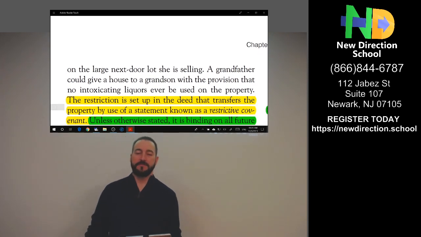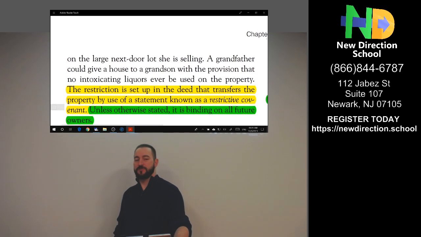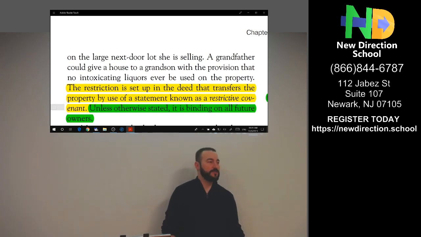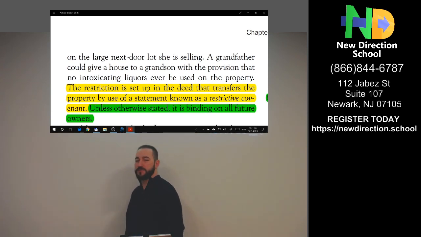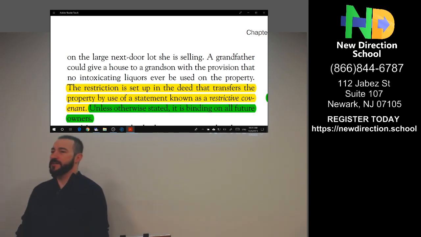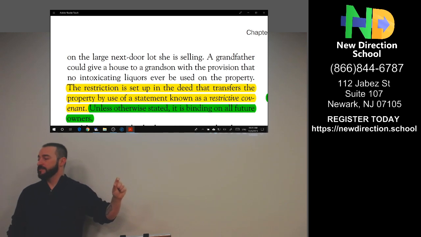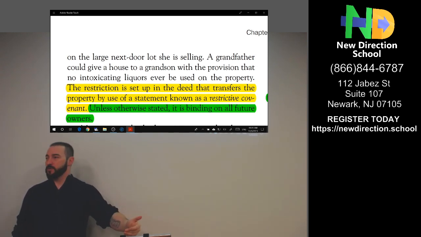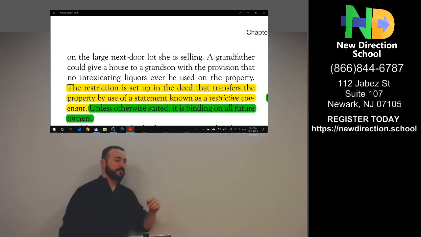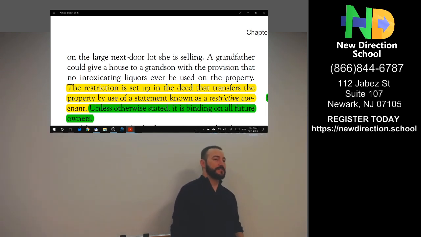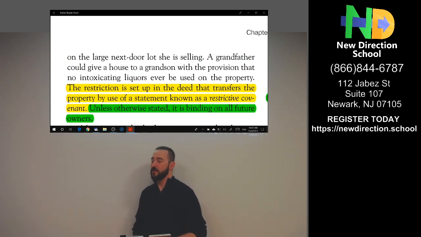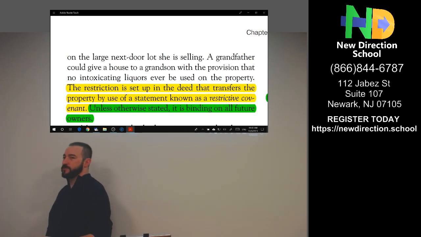First of all, the restriction is set up in the deeds that transfer the property by the use of a statement known as restrictive covenants. So every deed has a section that says restrictive covenants. And that is what the previous person placed on it. Okay? Look what it says in green. Unless otherwise stated, it is binding on all future owners.